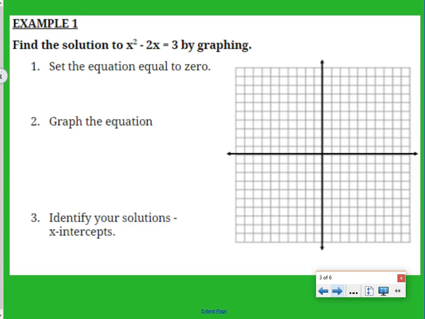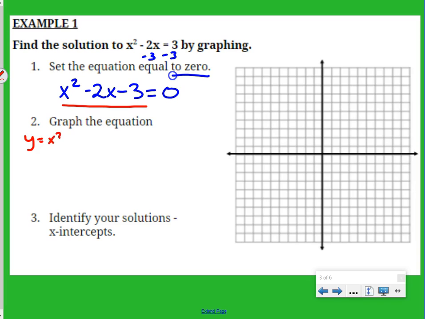Example 1, find the solution to x squared minus 2x equals 3 by graphing. So first off, we want to set our equation equal to 0. We should remember this from chapter 9. Subtract 3 on both sides, we get x squared minus 2x minus 3 equals 0. Graph the equation. So taking this piece, we have the equation y equals x squared minus 2x minus 3. Identify your a, your b, and your c. A is 1. B is negative 2. C is negative 3.